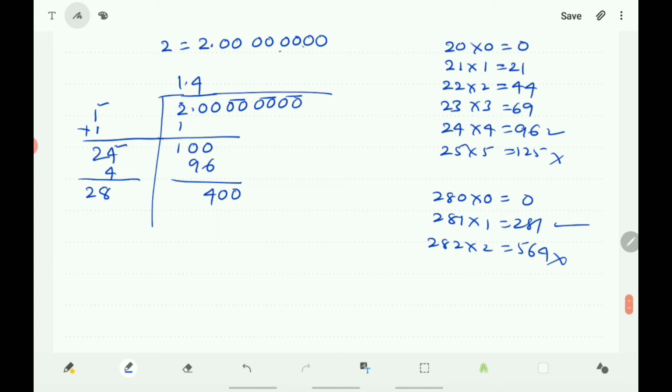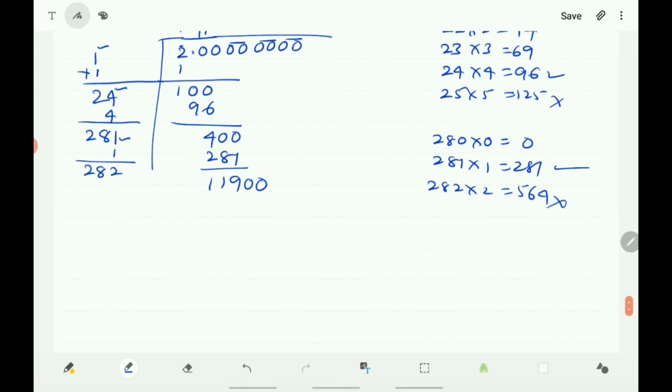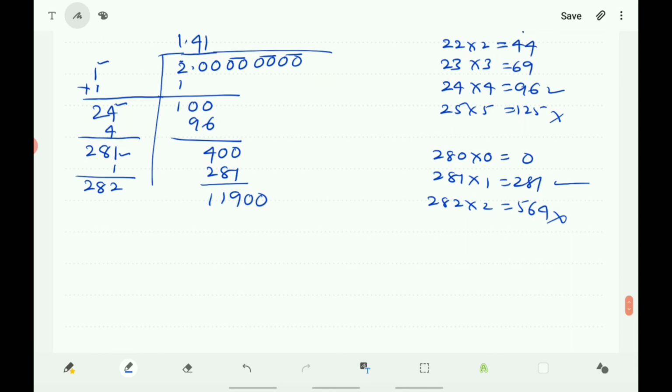You take 281 into 1, so 281. Subtract 281 from 400. 10 minus 1 is 9. And 9 minus 8 is 1. 3 minus 2 is 1. And next take the next group. Here 1 that you have taken, so put 1 and add this. 282. Same method you follow here. In front of 282 you put some digit and multiply that whole number by the same digit. So that is 2821 into 1. That is 2821.